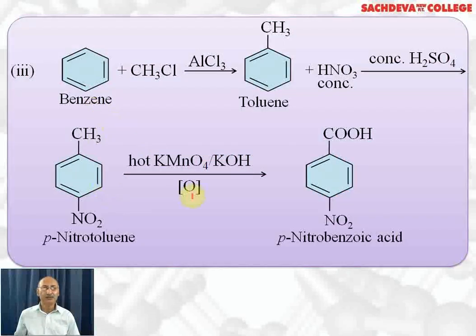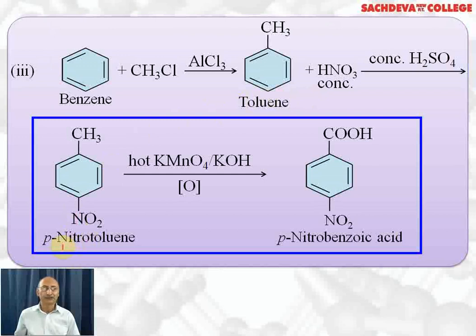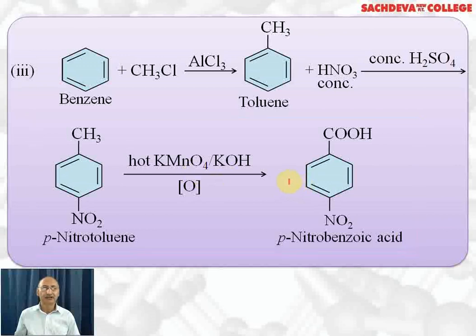Next, we want benzene to para-nitrobenzoic acid. So here, first we have to get toluene by Friedel-Crafts reaction, carry out nitration with the help of concentrated nitric acid and concentrated sulfuric acid, so that we get nitro group at para position. So para-nitrotoluene now can easily be converted into para-nitrobenzoic acid by oxidizing it with hot alkaline KMnO4. We get para-nitrobenzoic acid. So whenever you want to get para-nitro, introduce first an electron releasing group so that the electrophile comes at para position, followed by oxidation will give you para-nitrobenzoic acid.